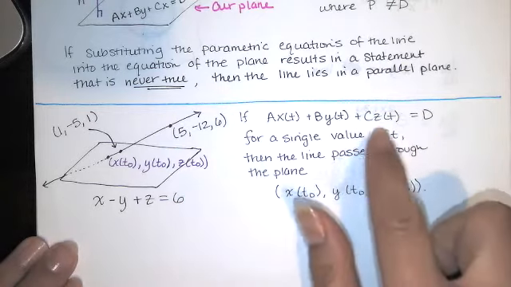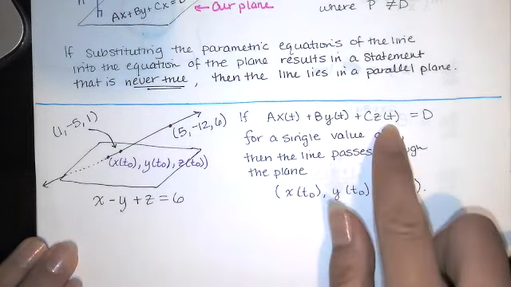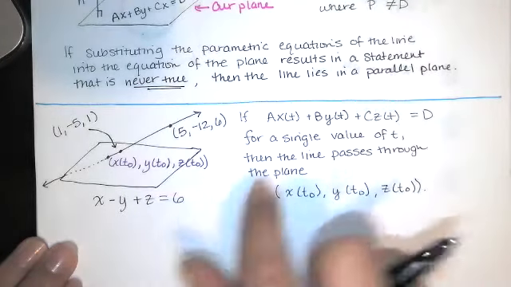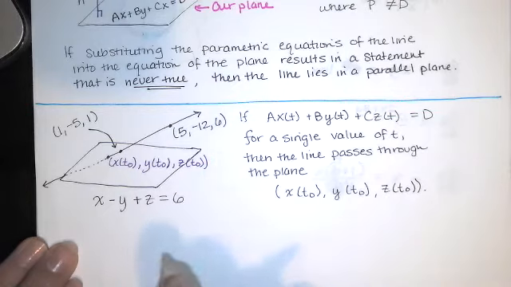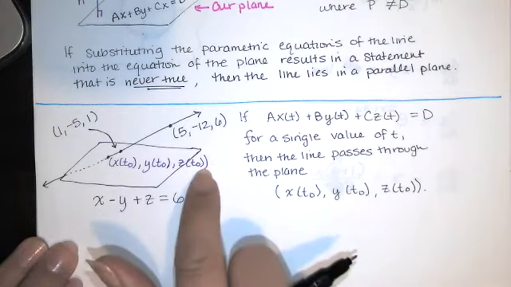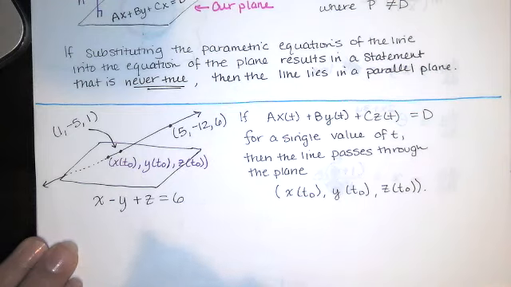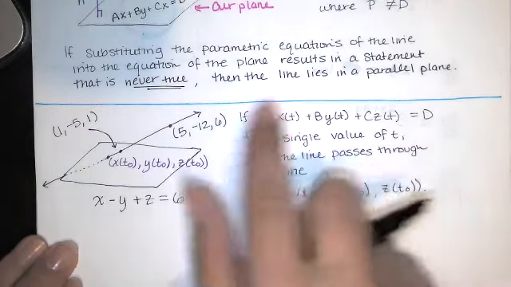If all the t's disappear and I get d equals d, that means the line is in the plane all the time. If all the t's disappear and I get a nonsense statement like 3 equals 5, that means the line is never in the plane, it is in a parallel plane. Or if I get t equals 5, that's telling me that at that particular value of the parameter, t equals 5, that line is crossing through my plane. So I can plug that t equals 5 back into the parametric equations of the line, and that can give me the location that is associated with t equals 5, and that is the point where the line passes through the plane.